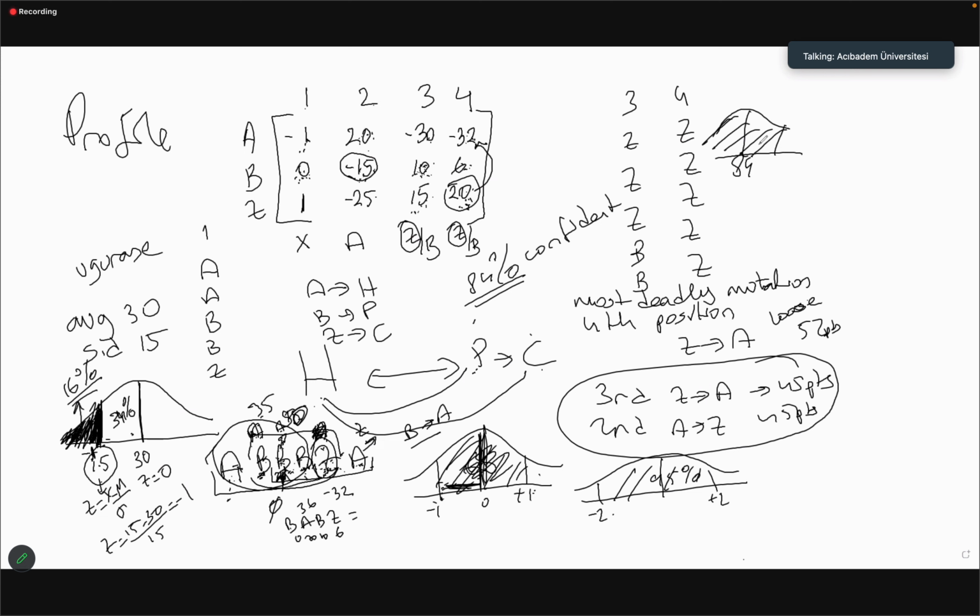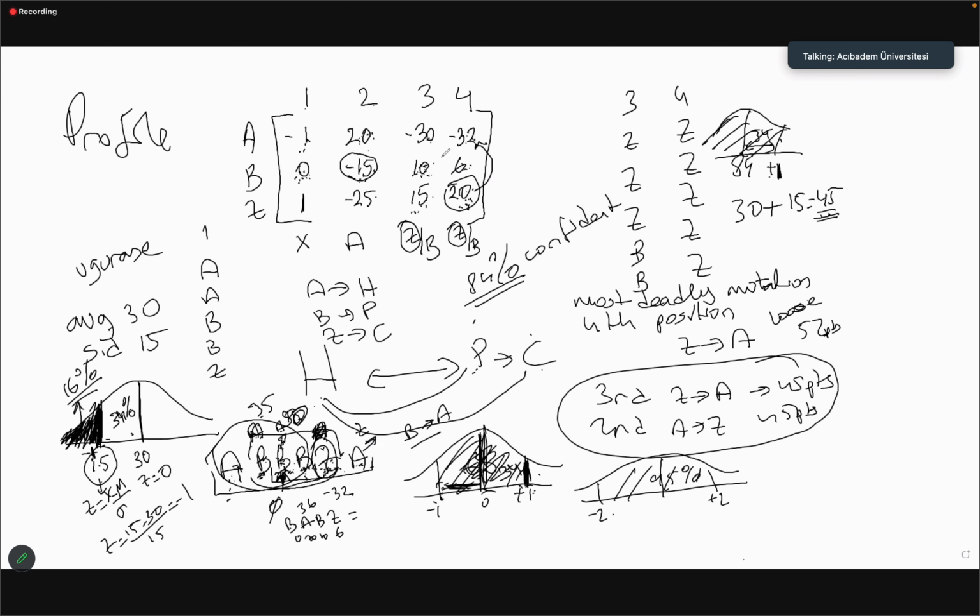So that means you are 34% above the mean. And when you are 34% above the mean, then you are one standard deviation above. So your score should be one standard deviation above the mean. Your average score is 30, plus one standard deviation is 15. So you should have a profile score of 45 or higher to be 84% confident of uberase activity.